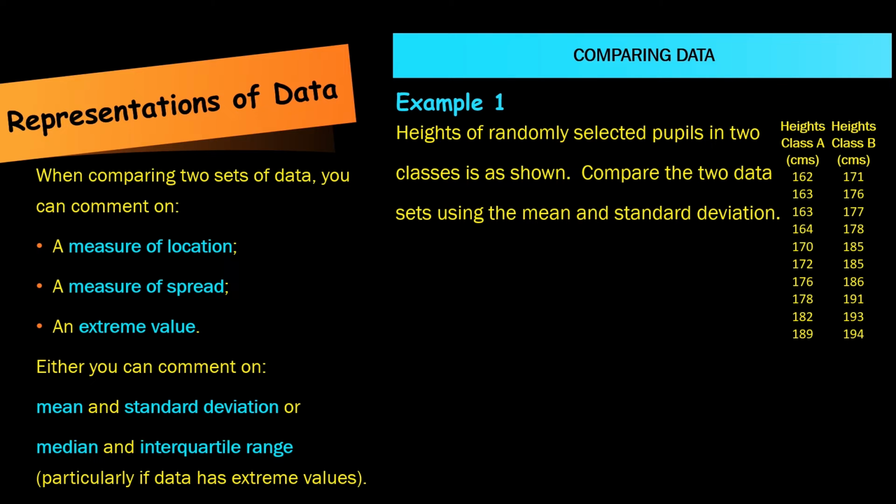Let's take a look at an example. The heights of randomly selected pupils in two classes is as shown. Compare the two data sets using the mean and standard deviation. So of course we have the raw data of the two sets here. Let's now proceed to find the mean and standard deviation before we comment on them.